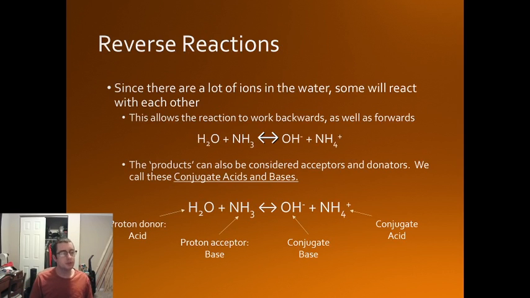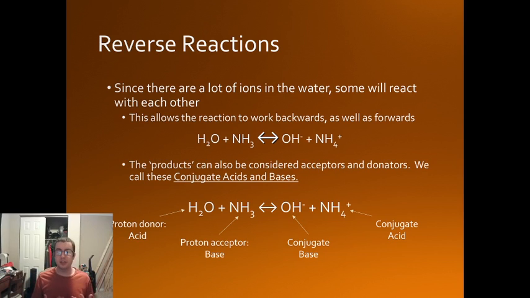Okay, so those reverse reactions. Since there's a lot of ions in the water, and they're all floating around like crazy, some of them are going to try to react with one another. Specifically for those weak ones where you have equilibrium arrows. By the way, this is another way to draw those equilibrium arrows. Instead of doing the two halves on each other, you can also do a full arrow, just with arrowheads on both ends of the line.